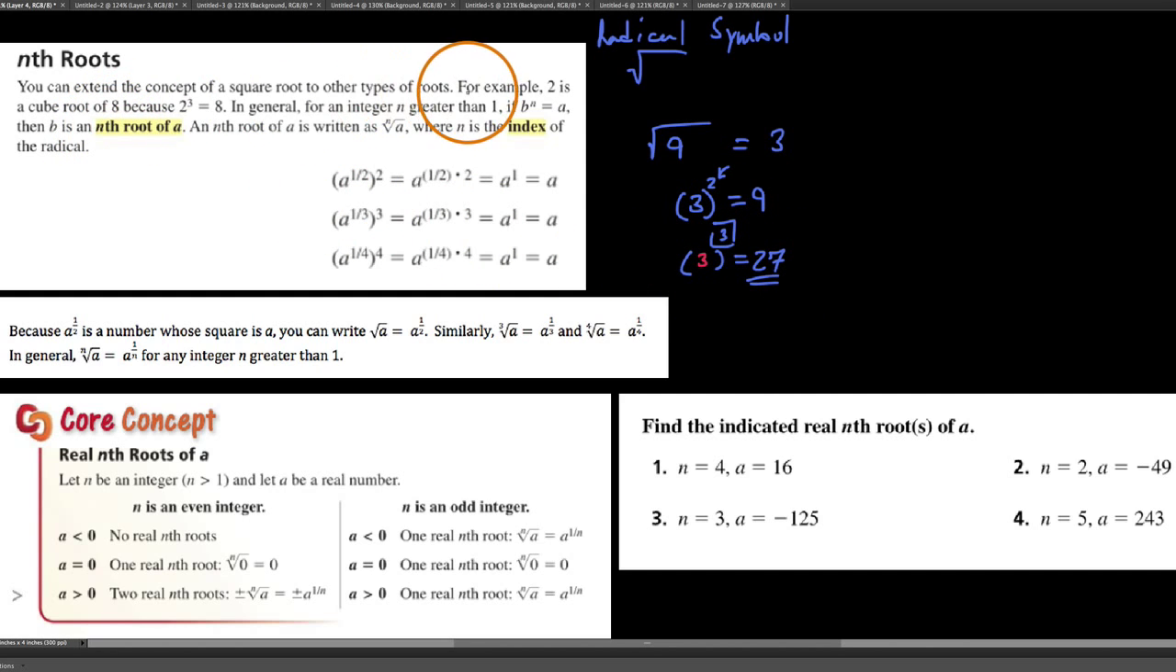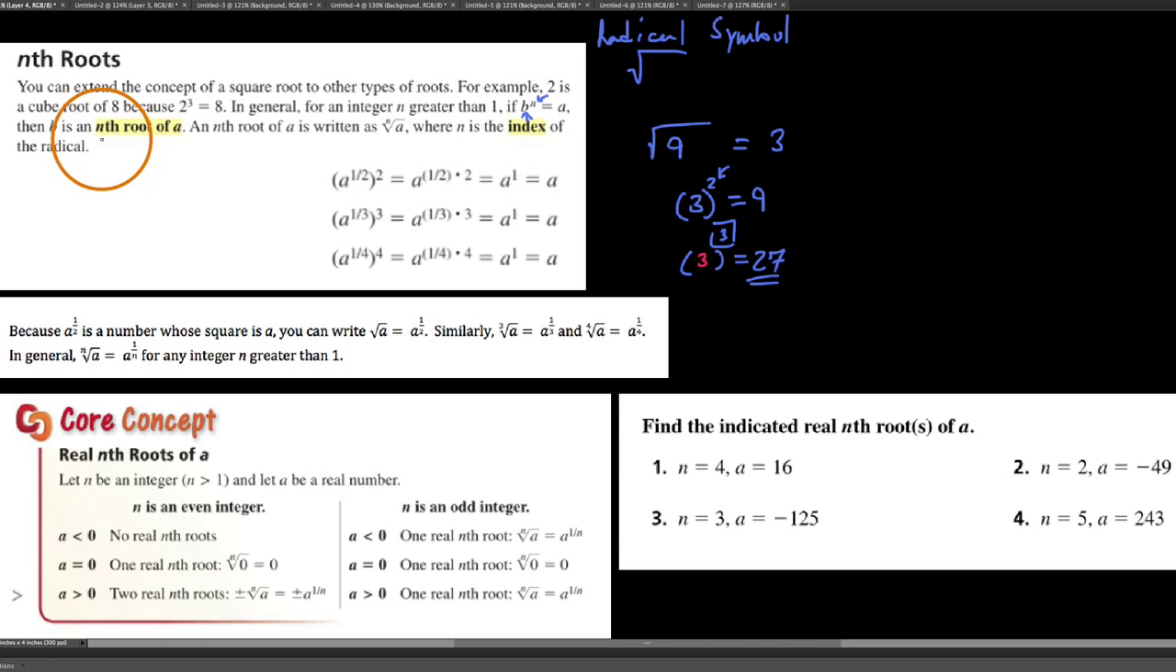Extending this, we say, for example, 2 is a cube root of 8 because 2 to the third equals 8. In general, with integers n greater than 1, if b to the n equals a, then b is the nth root of a. We're looking for this b number right here. Whatever n is, this integer greater than 1, we could say that b is a root of a because we could take b times itself n times to get that a in the first place.